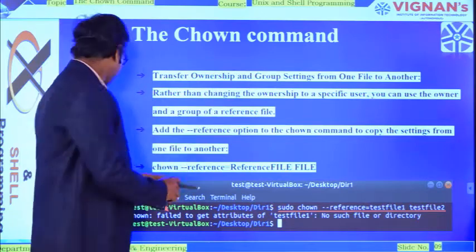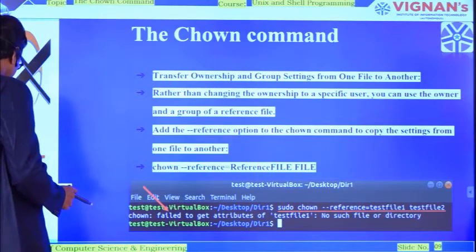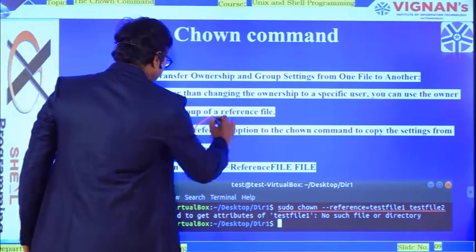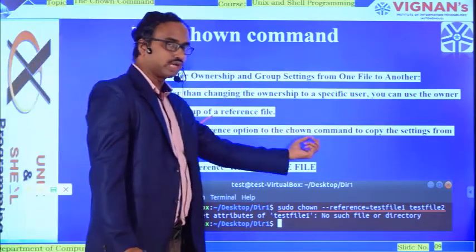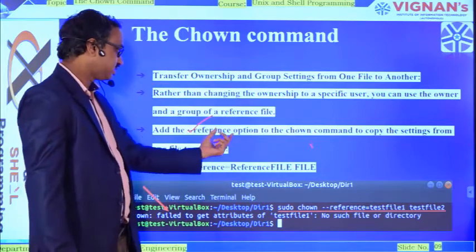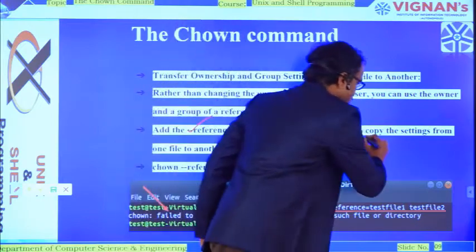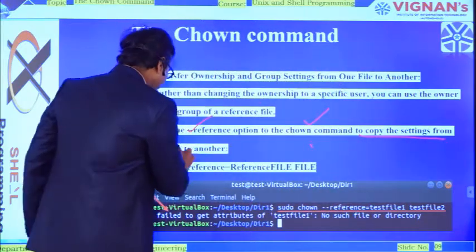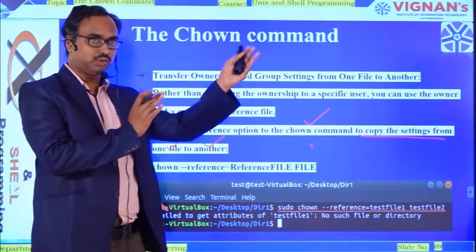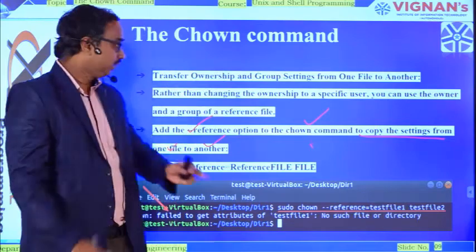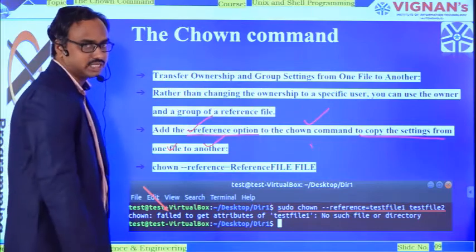The syntax for this is to add the --reference option to the chown command, in front of the chown command, to copy the settings. The exact meaning is how to copy the settings from one file to another file. Suppose you want to copy the settings from file 1 to file 2, we can add this --reference option.